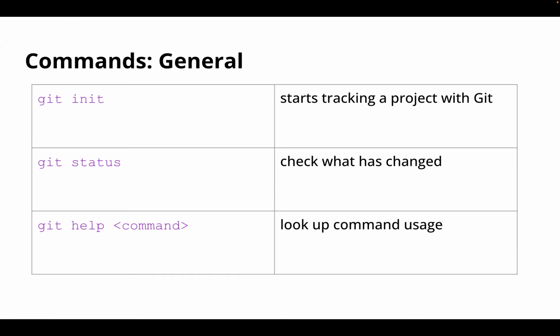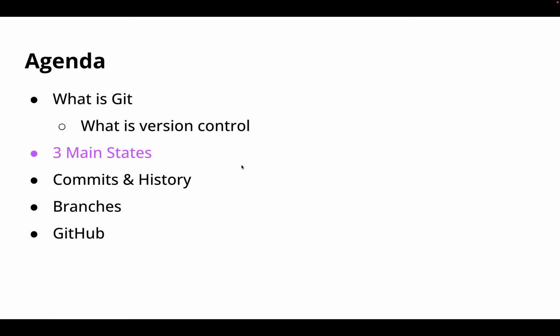And then git help. Like I said, there's so many different commands in Git. I don't even know all of them. So if you ever are confused about what a command is, you could just say git help and then the command, and then it'll give you the definition and the use case of it. Okay, awesome. Also, if anyone ever has any questions at any point, feel free to stop me.